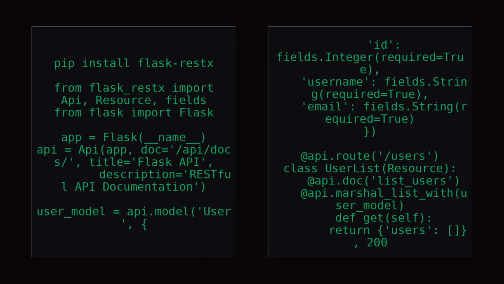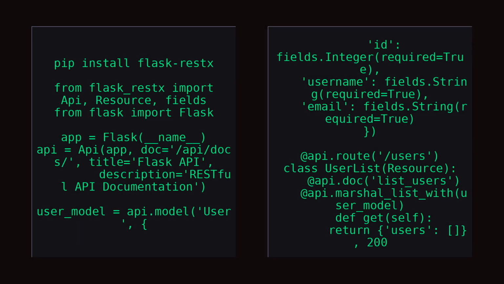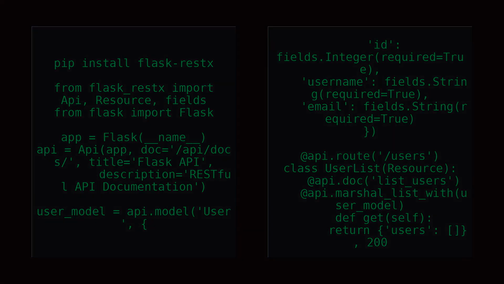Add Swagger API documentation using Flask-RESTX or Flasgger. Install the package and configure it in your Flask app. Use decorators to document your API endpoints with descriptions, parameters, and response schemas. This automatically generates interactive API documentation that developers can use to test endpoints. Access the documentation at the /api/docs endpoint.